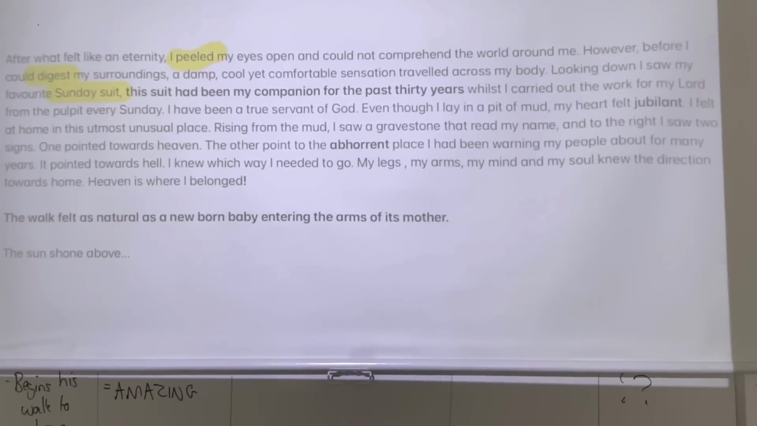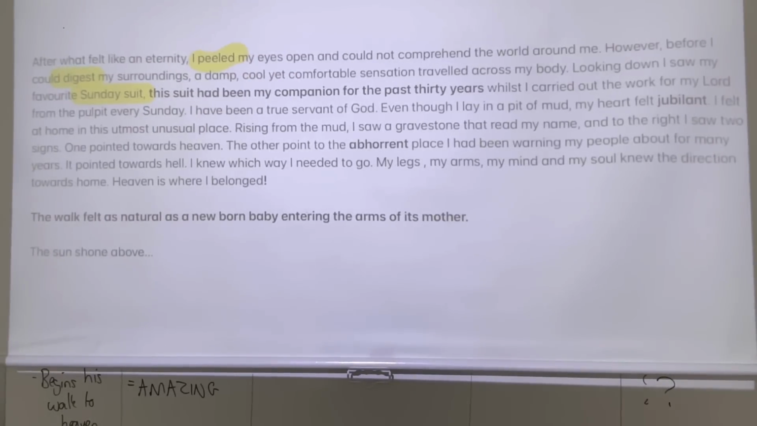I'm using show, not tell. The suit had been my companion for the past 30 years. That's my personification, and the past 30 years highlights how I've been a servant of God for a long time, whilst I carry out the work for my Lord from the pulpit every Sunday. Now guys, I'm giving you more clues that I'm a priest, but still I haven't said I'm a priest. I have been a true servant of God.